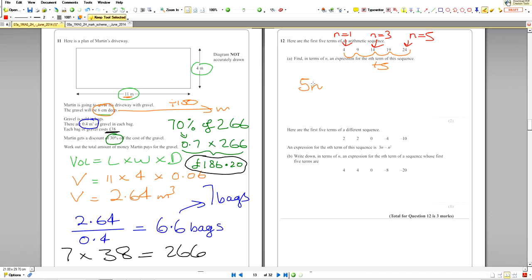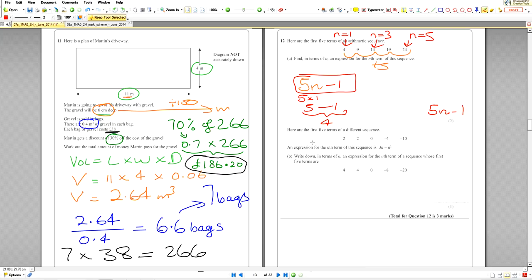Now if I put 1 into here, what's 5 times 1? 5. But what should I really get? 4. How do I get 4? Then what do we do? Minus 1. That's my adjustment, because 5 minus 1 will give us the 4 that we actually need. So the question says write an expression. An expression has no equal sign in it, so we write it literally as 5n minus 1.